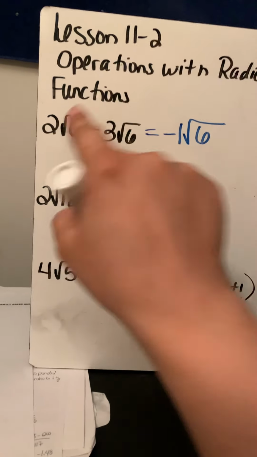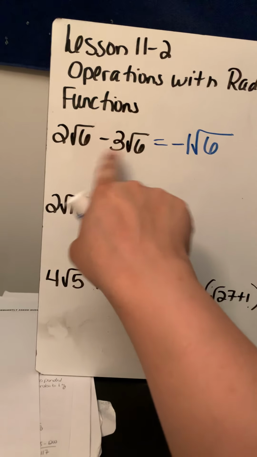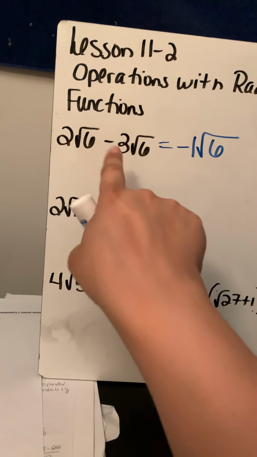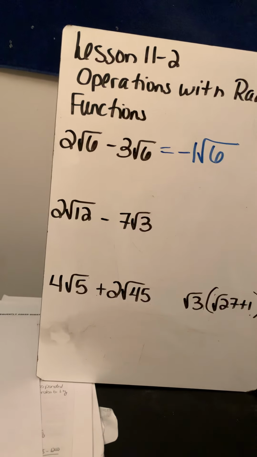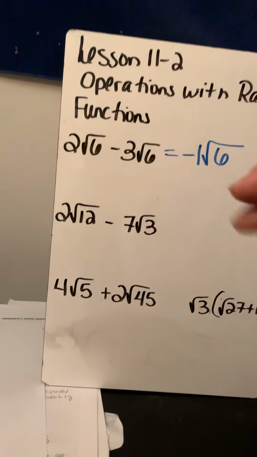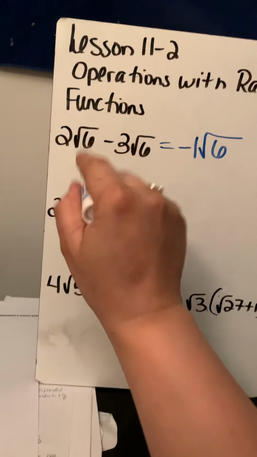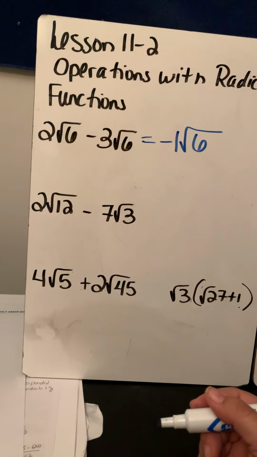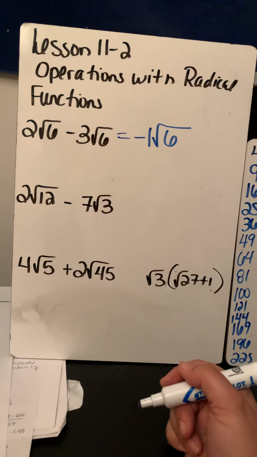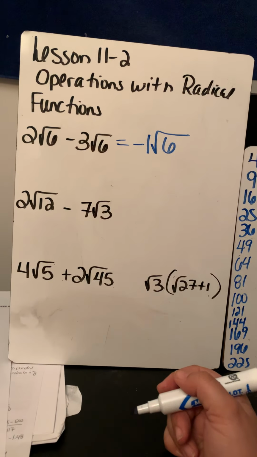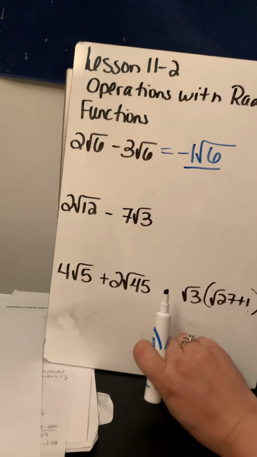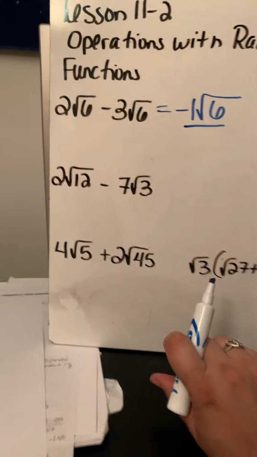Notice I did not add my root 6. I didn't make it root 12. You combine just exactly as it is. So you combine with it being just root 6, just like what we did with x's. You combine your like terms. Okay, so done. When you get down to problems like these.